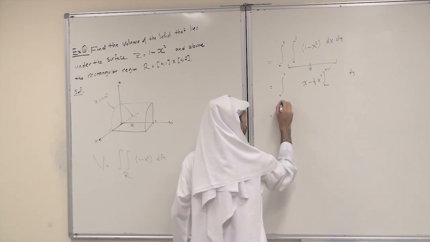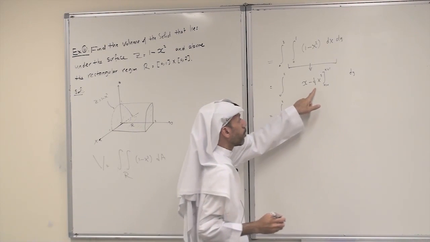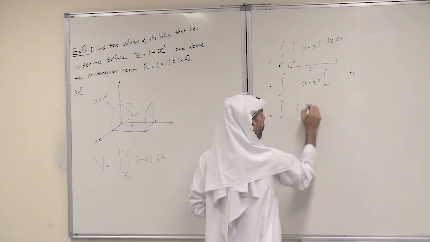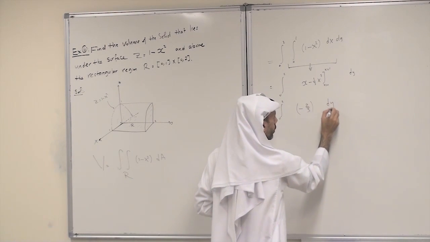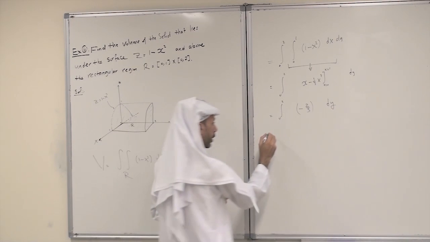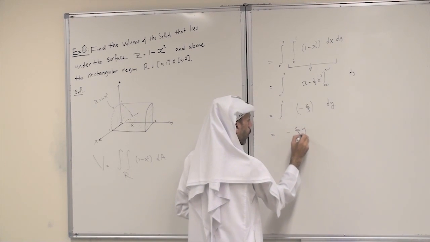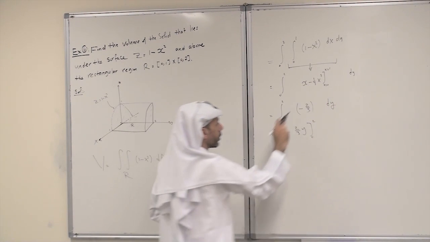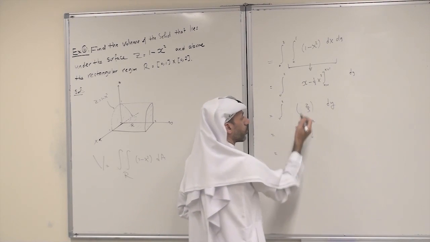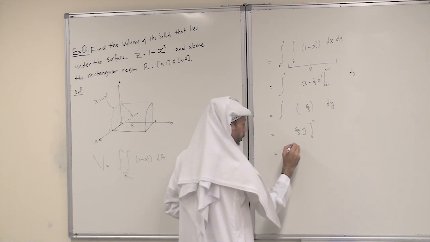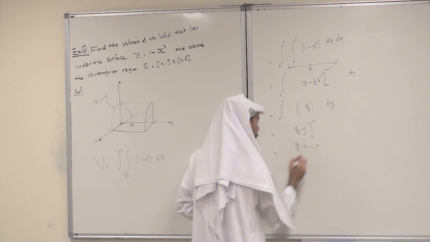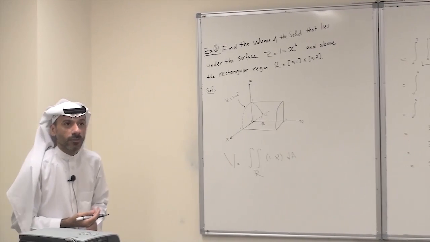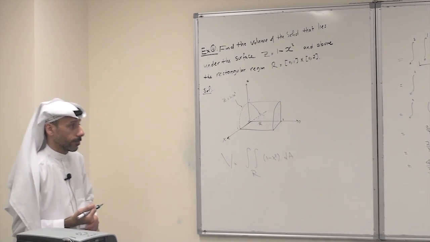Substitute 1 minus 1/3. Sorry, this becomes 2 over 3, minus 0. This is dy. Now integrate. This becomes 2 over 3 y from 0 to 2. 1 minus 1/3 is 2 over 3. So this is 2 over 3 times 2 minus 0, and this is 4 over 3. So the volume of this problem is 4 over 3. That's it. Okay.